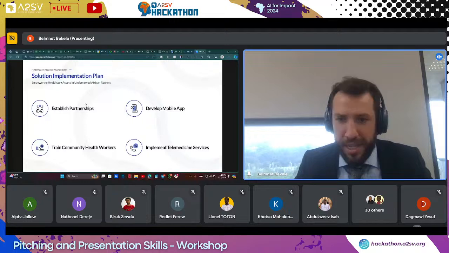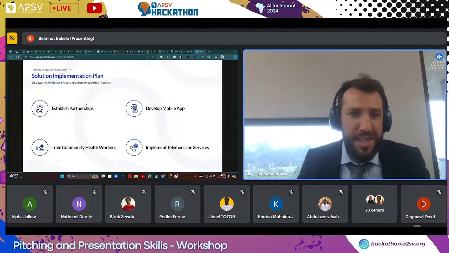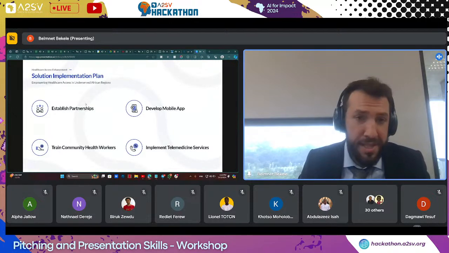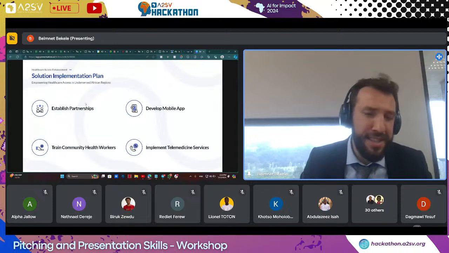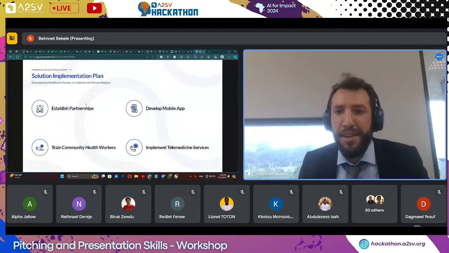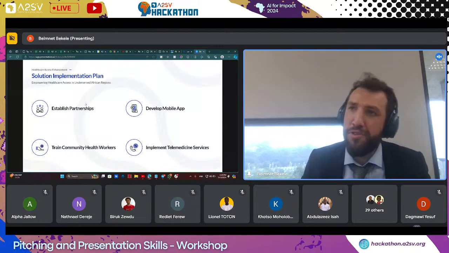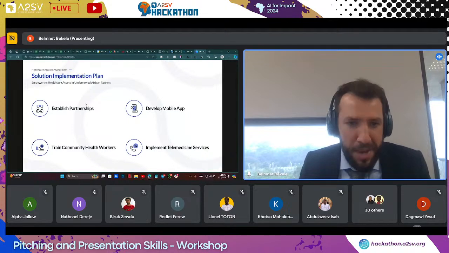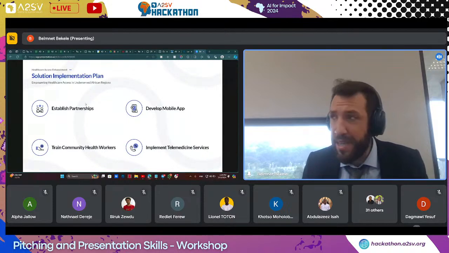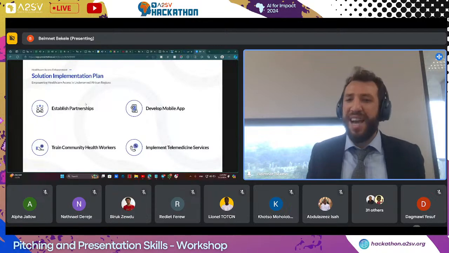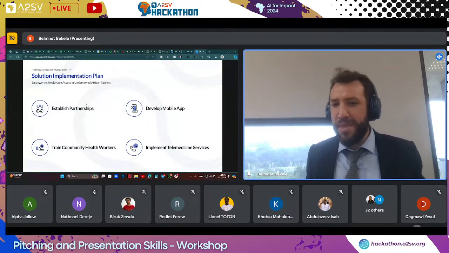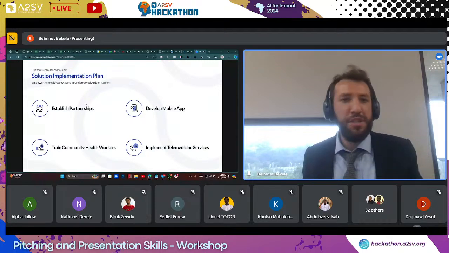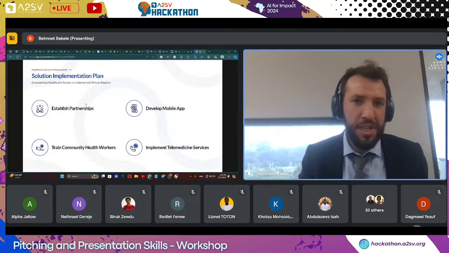And for the solution implementation, what we are going to do is establish partnerships with healthcare facilities so that we can develop models with doctors and utilize the data available in those hospitals. And develop a mobile app because we want to bring ease of access to healthcare services. And we are going to train community health workers who are going to work in the public access points and implement telemedicine services so that when people reach these points, they can actually get help from medical professionals.